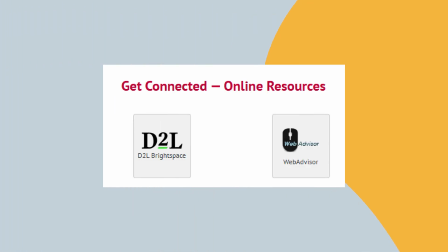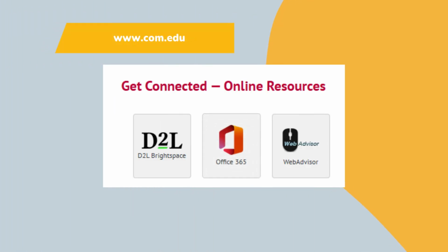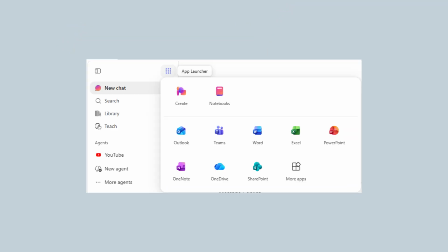To get started, log into Office 365. The link is located on the com.edu homepage. Next, click on the App Launcher, followed by OneDrive. If you don't see the OneDrive icon, search under More Apps.